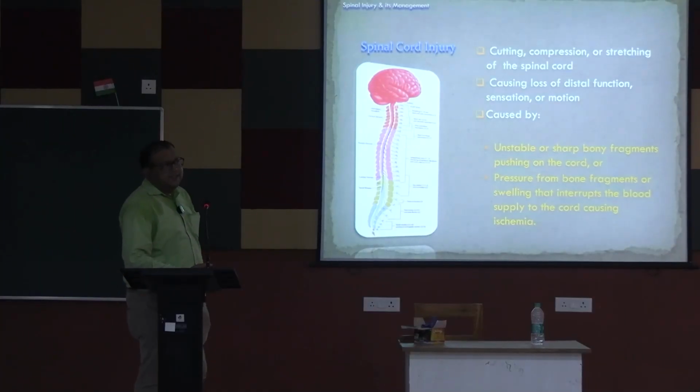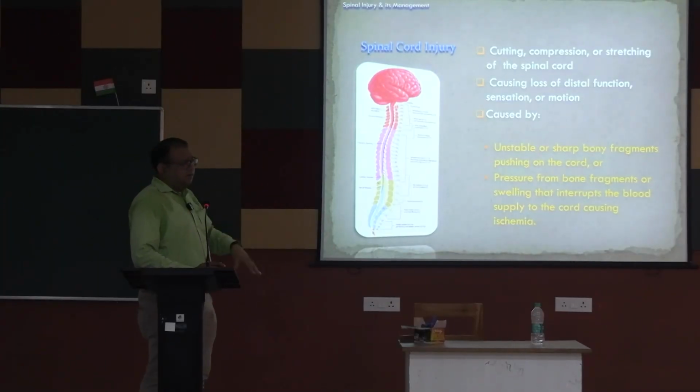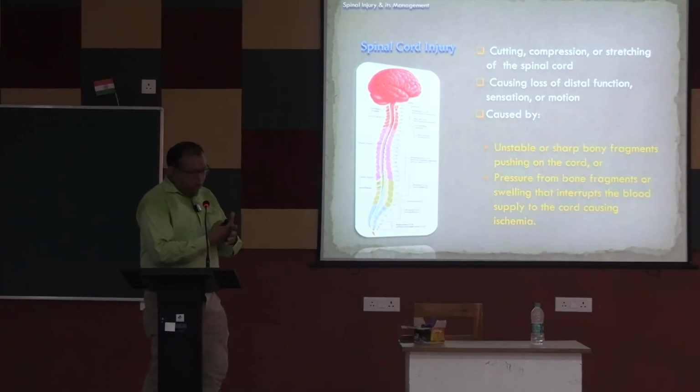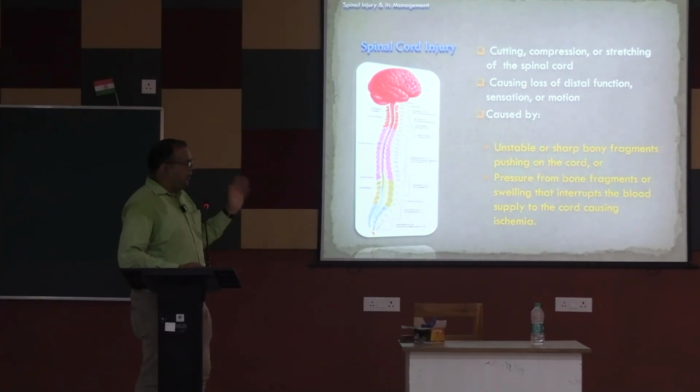Spinal cord injury, this is the serious injury that we are talking about. It is the cutting, compression or the stretching of the spinal cord due to the injury. This causes loss of function, neurological function, motor function, sensory function, right? It may be caused by the sharp bony fragments of the compression fracture, or it may be due to the hematoma that is forming due to a fracture or due to an injury. The hematoma may compress over the cord and cause this spinal cord injury.